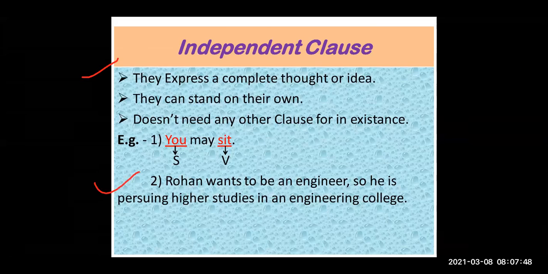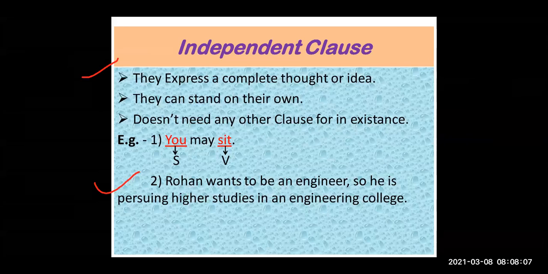Second example we will see: Rohan wants to be an engineer, so he is pursuing higher studies in an engineering college. Now here, two clauses are there. Both of these clauses can stand on their own as a sentence.